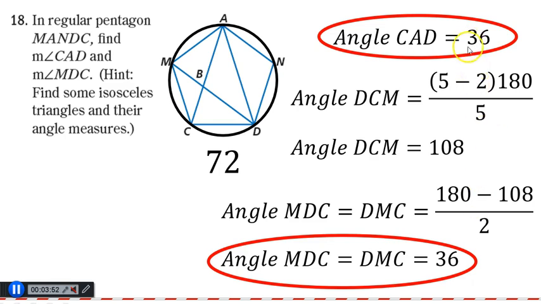Incidentally, so is angle CAD. Our last angles, MDC and DMC, have to be 36, but we're asked to find MDC, and there it is right there.